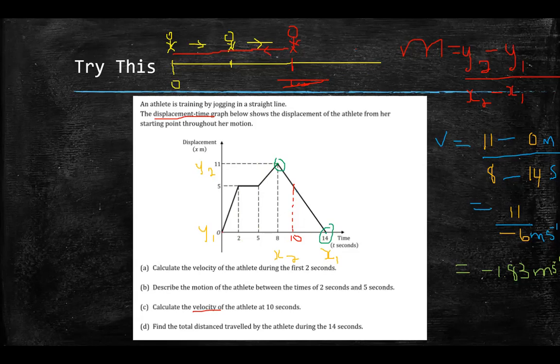So that negative sign does not mean you did it wrong, because velocity has both magnitude and direction. What this negative sign tells me is that instead of running, let's say to the right, when she reaches here, she starts running to the left, back towards her starting position. Do you understand that? Yes, no? Did I confuse you? Please let me know. I need to know.